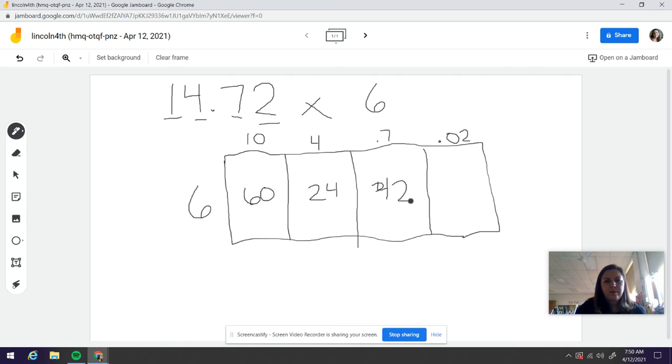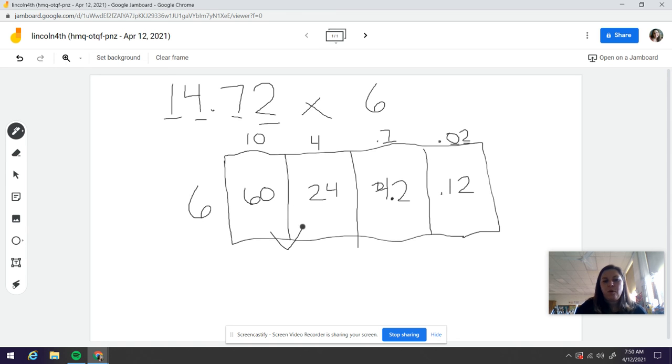Now I have to look at how many parts are behind my decimal. I have 1 part, so I'm going to put 1 part behind my decimal in this answer. And 6 times 2 is 12. And I have 2 places behind this decimal. So I have to go 1, 2 parts behind the decimal here. Now I'm ready to add.